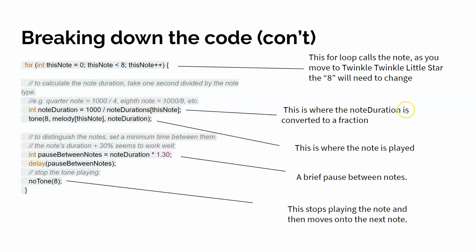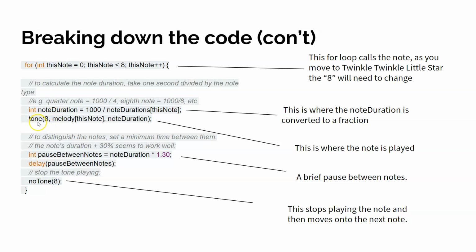Okay, so this is where we're going to create the fraction, basically. We're going to say, well, 1,000 divided by 4 is a quarter note. 1,000 divided by 8 is an eighth note. 1,000 divided by 2 is a half note. The shorter this number is, the faster the rate of the song will progress. Basically here, 1 second is referred to as a full note, where half of a second would be a half note and an eighth is an eighth, so on and so forth.